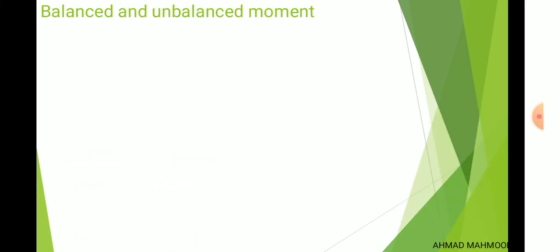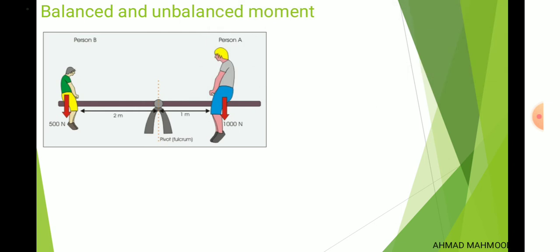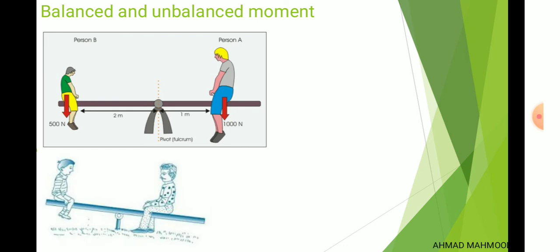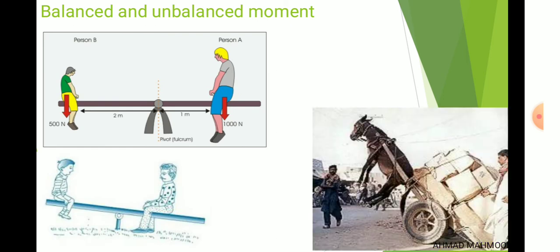Balanced and unbalanced movement. So this is a balanced movement, right? This is an example of a balanced movement. This is an example of an unbalanced movement. This is a real life example of an unbalanced movement.